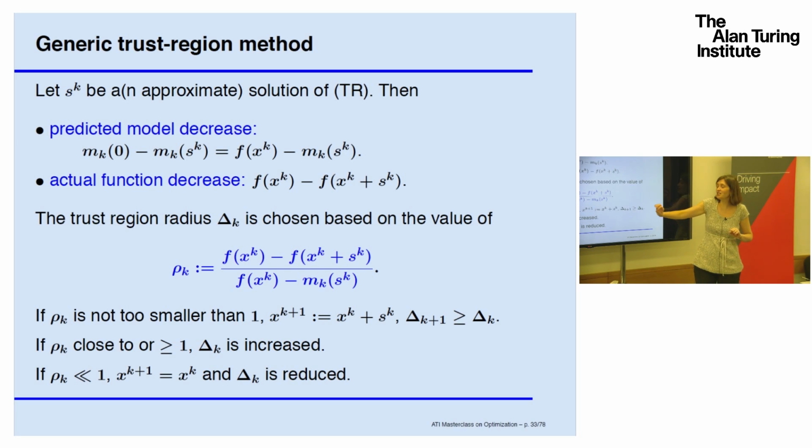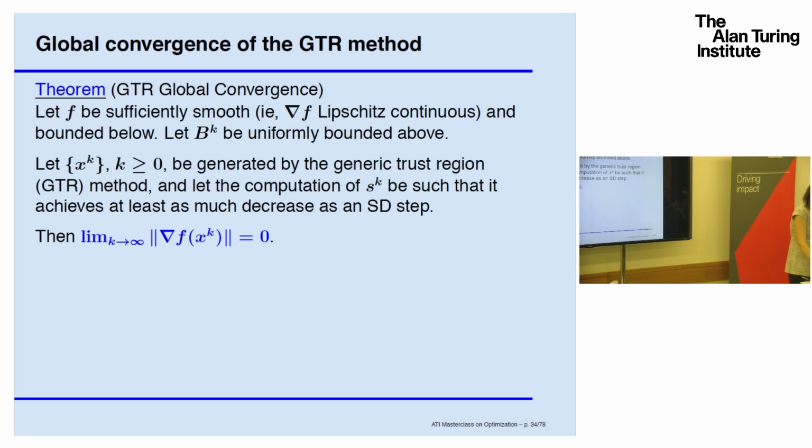What is the connection here to Armijo? This rho here, if m was a linear model, would be exactly an Armijo-like condition. But you don't have any line search, so this is what you do. I will show you an illustration in just a moment.